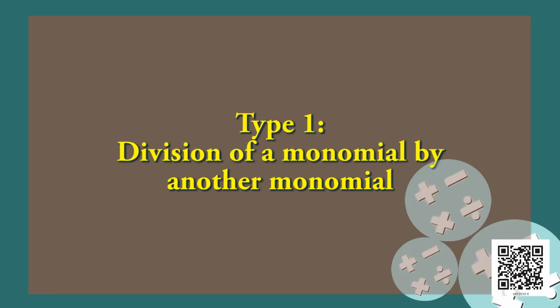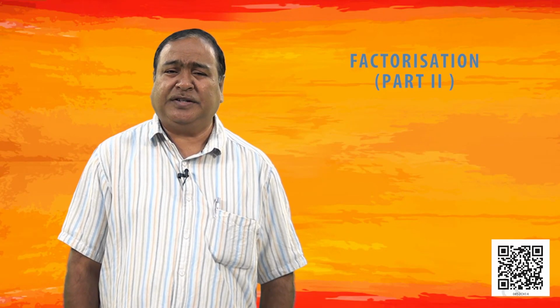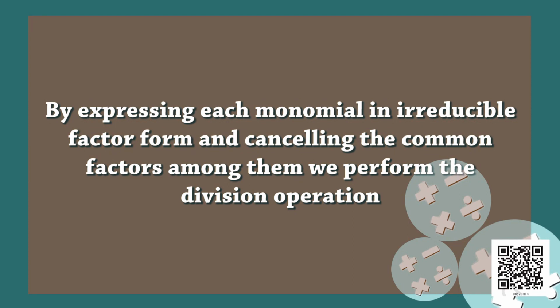Type 1: division of a monomial by another monomial. We know that a monomial is an algebraic expression containing one term. So, for such a monomial, how to perform the division is explained as below. By expressing each monomial in irreducible factor form and cancelling the common factors among them, we perform the division operation. Let us illustrate this by different examples.